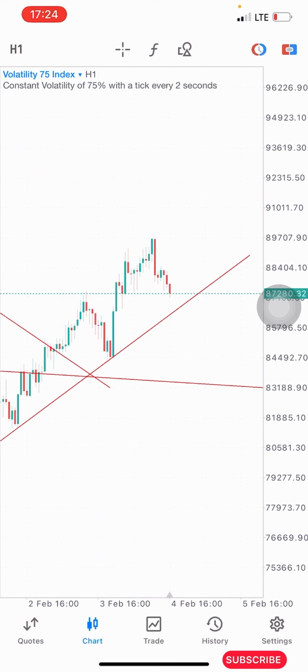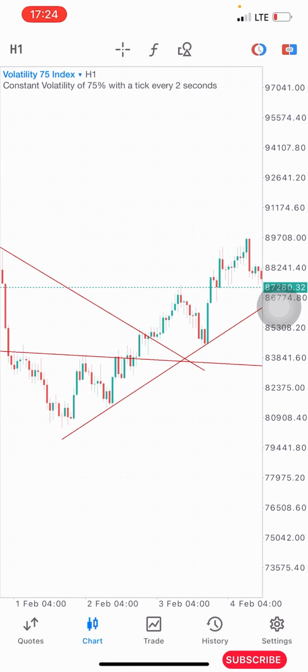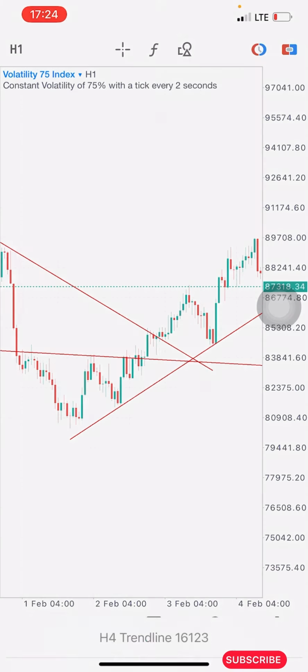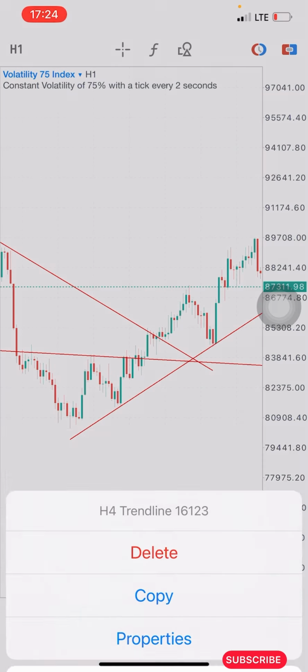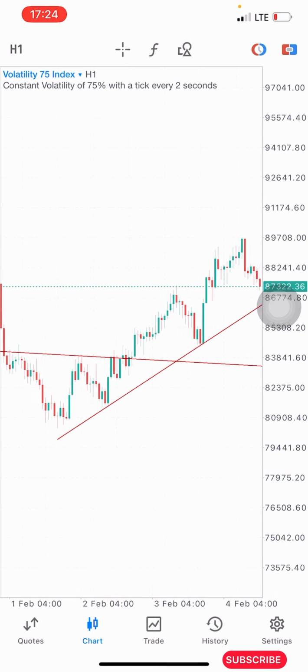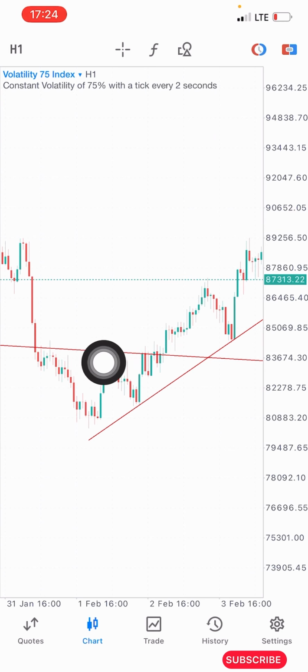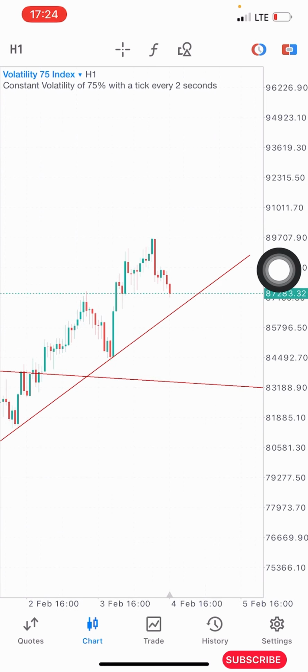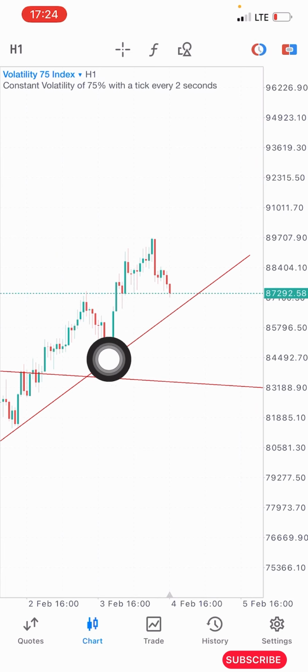Now I'll draw this on the 1 hour time frame. You can see that this is now kind of messy, so you just avoid this, you ignore this one, and you just ignore this one. This one is for the daily, and we are going to come to that. So now let's focus on this 1 hour trend line.